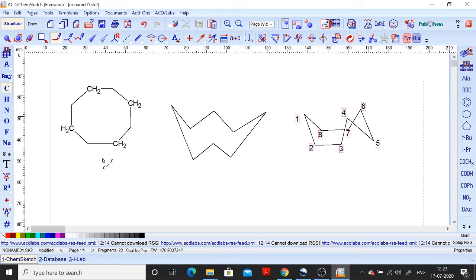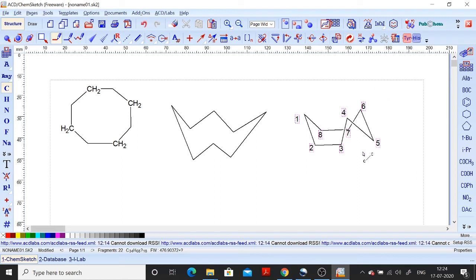Previously it was expected that this structure is present in this symmetrical form in the highest population. But later on, through NMR spectroscopy, X-ray crystallography, and some free energy calculations, it has been seen that it is found to be present in the boat-chair form. This part is kind of like a boat, and this is kind of like a chair conformation of the cyclohexane type. So this is the boat-chair conformation.